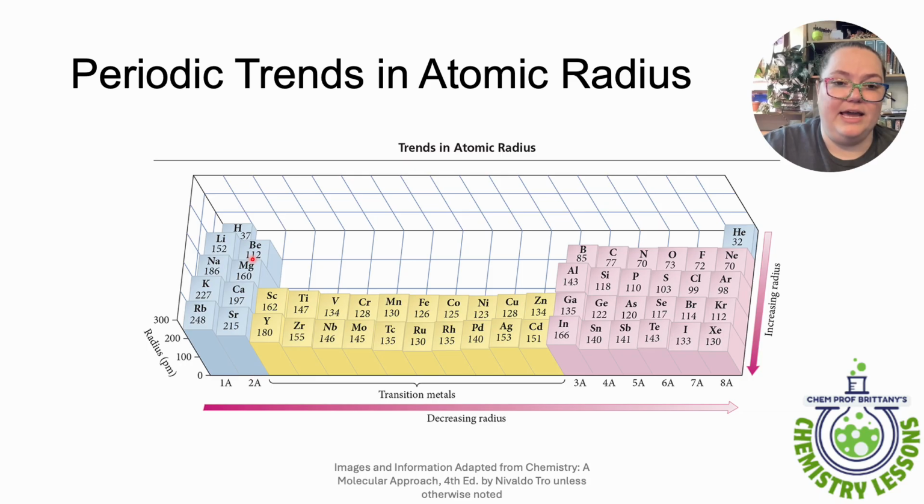So here is a periodic table with the actual measurements of atomic radius, and this is in picometers. And you can see the general trend. We get bigger as we go down the periodic table. We get smaller as we go across the periodic table.